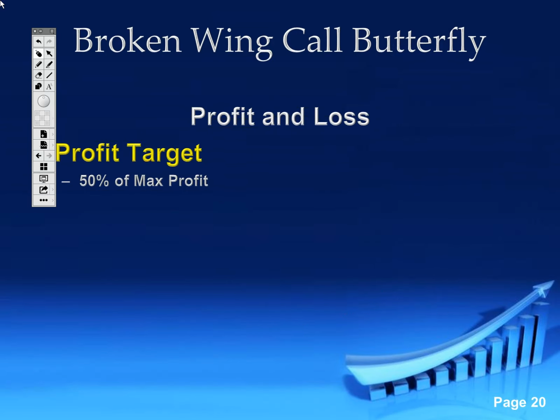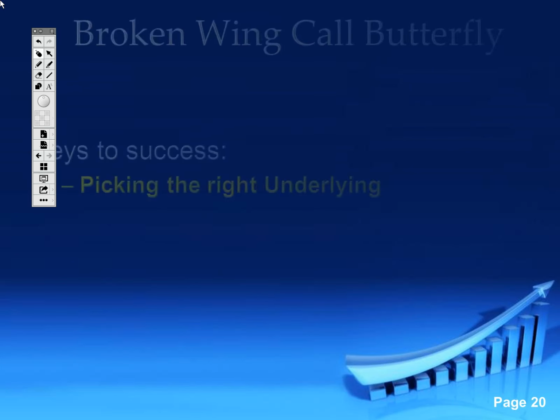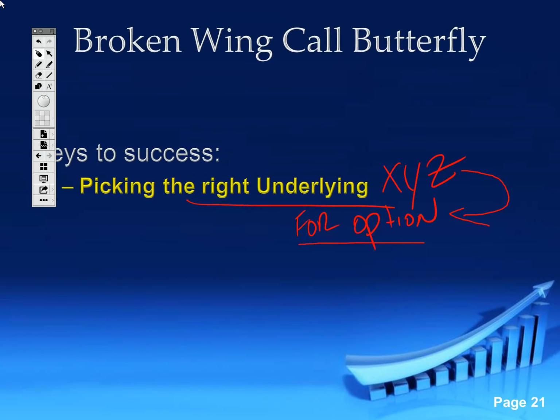We good there? I don't know, maybe I answered your question as we were going. So that's picking the right underlying, XYZ for options. If it's less than or equal to a $100 stock, then we're going less than or equal to 10 cents. That's really where we want it.